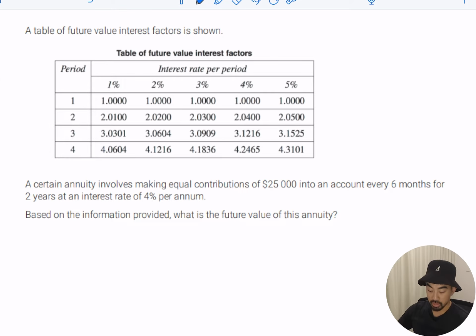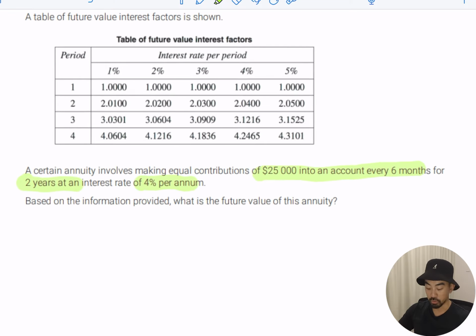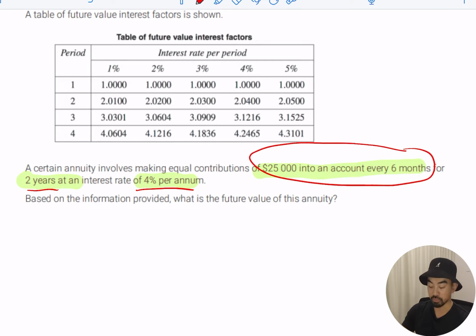So question 1, you've got a future value table and it says a certain annuity involves making equal contributions of $25,000 into an account every 6 months for 2 years at an interest rate of 4% per annum. So we're putting in $25,000 every 6 months for 2 years at 4% per annum. Based on the information provided, what is the future value of the annuity? First things first, you want to get your rate and your period in terms of however often you are putting money in. So in this case, 6 months.